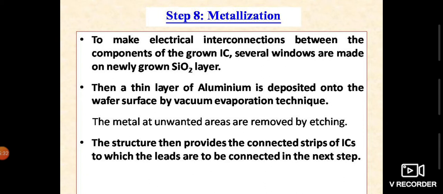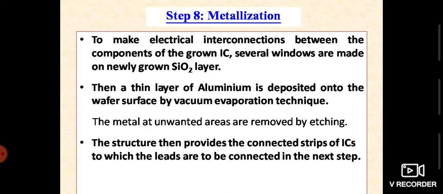Step 8. Metallization. To make electrical interconnections between the components of the grown IC, several windows are made on a newly grown SiO2 layer. In this step also, we have to again grow a thin silicon dioxide layer on the wafer surface, and we have to again make selective windows by applying the photolithographic etching process to establish the metal contacts, because after making the whole structure we have to make metal leads.